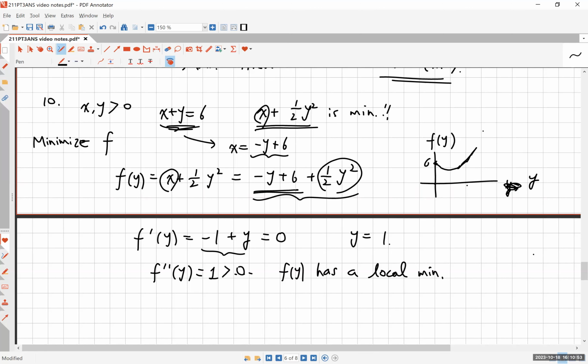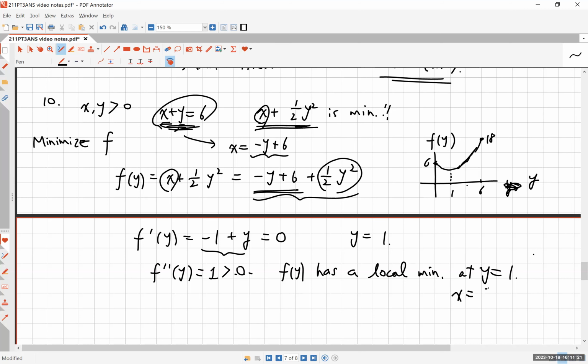Because x and y both have to be positive, x has to be between 0 and 6, and y also has to be between 0 and 6. If y is 6, that means x is equal to 0, and it'll be 0 plus 1/2 times 6 squared, so this will be 18. But it doesn't really matter. The point is the minimum, the local minimum, has to occur here where y is equal to 1.